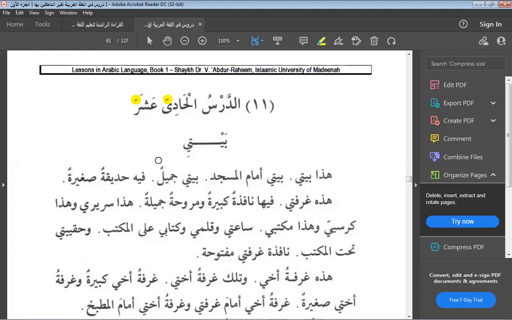So that is how they come. As it says, inni ra'aytu ahada ashara. You see the two parts taking fatha, fatha. That is how it happens from 11 to 19. Okay, now we get to ad-darusul hadi ashar. That is the 11th lesson.